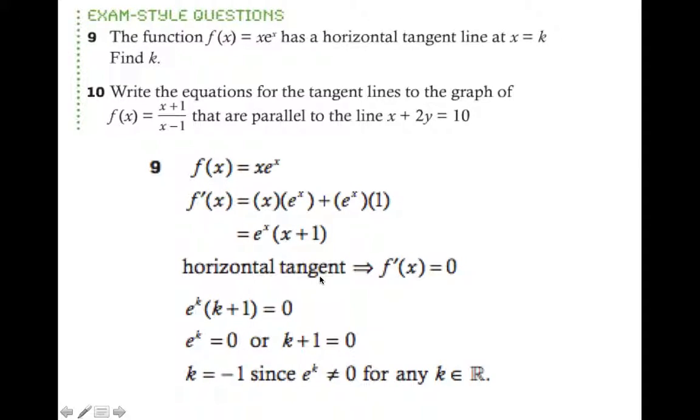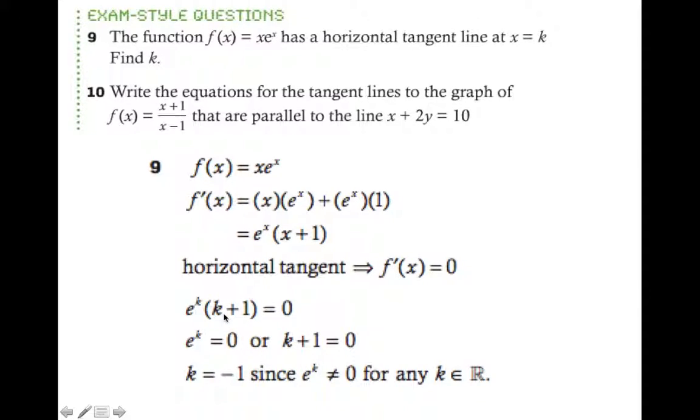So first of all, horizontal tangent means the derivative is 0, right? The slope is 0. All right, here's our derivative, and we're saying when is that slope equal to 0? If we had put 0 equal to this over here, we could not solve that. But this, since it is in factored form, we can solve it because we have something times something equals 0. So that means we can take each factor and set them equal to 0. So e to the k equals 0, and k plus 1 equals 0.